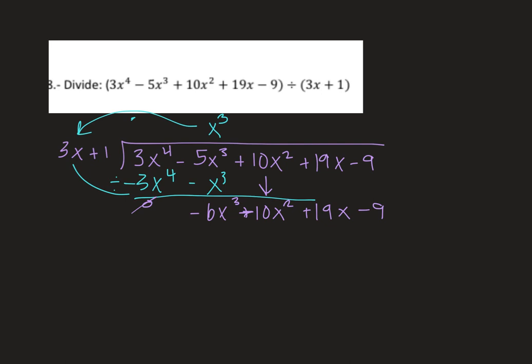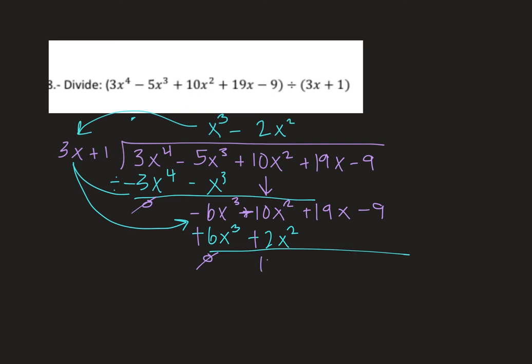All right, then we're just going to repeat that process. So we've got 3x goes into negative 6x cubed, negative 2x squared times. Then we will multiply, so that's negative 6x cubed, and then negative 2x squared. Okay, we will go through and change each thing's sign. That becomes a 0, and that's 12x squared plus 19x minus 9.